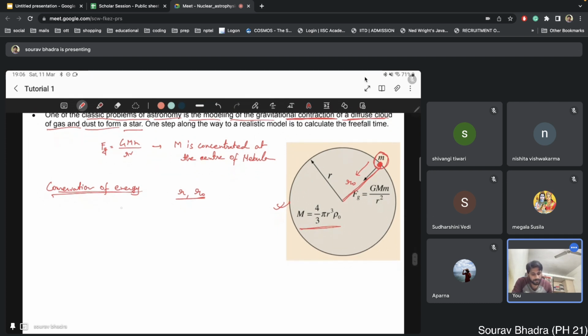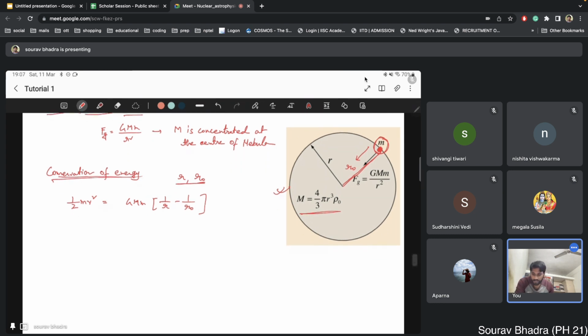So the potential energy change is this, and this must be converted into the kinetic energy of that mass. This is nothing but the conservation of energy: half mv square, the kinetic energy, equals the change in the potential energy coming from distance r0 to a distance r.